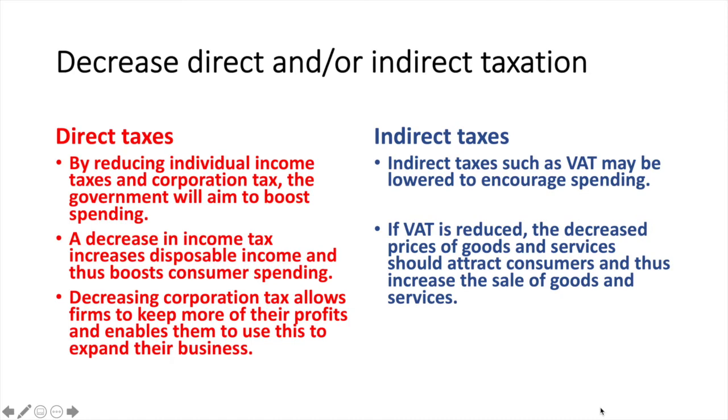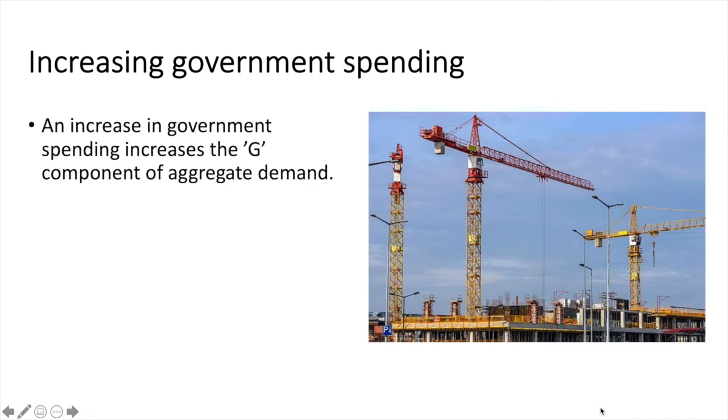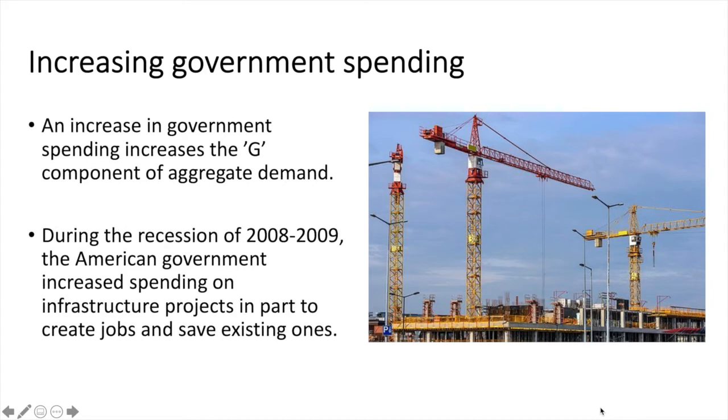An increase in government spending increases the G component of aggregate demand. To counter the job losses from the recession of 2008 to 2009, the American government increased spending on infrastructure projects in part to create jobs and also to save existing ones. The spending on the creation and maintenance of such jobs provides income to those who are out of work and supports those who were potentially at risk for losing their jobs. This will have a multiplier effect throughout an economy that will increase spending, output, and further increase employment as well.